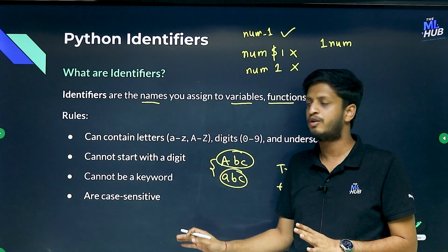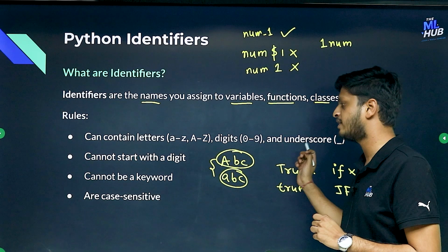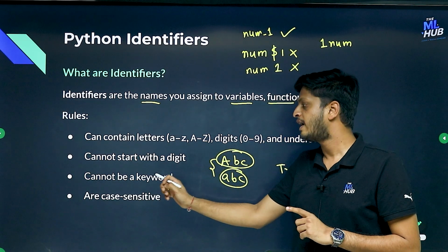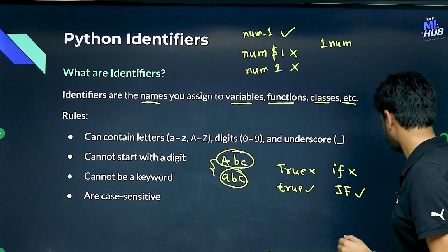So these are the 4 rules you need to follow. Only contain letters, digits, and underscore. You cannot start with a digit, it cannot be a keyword, and they are case sensitive. Okay.